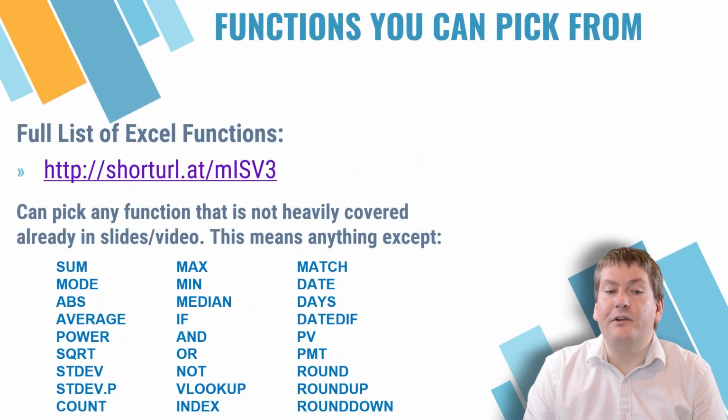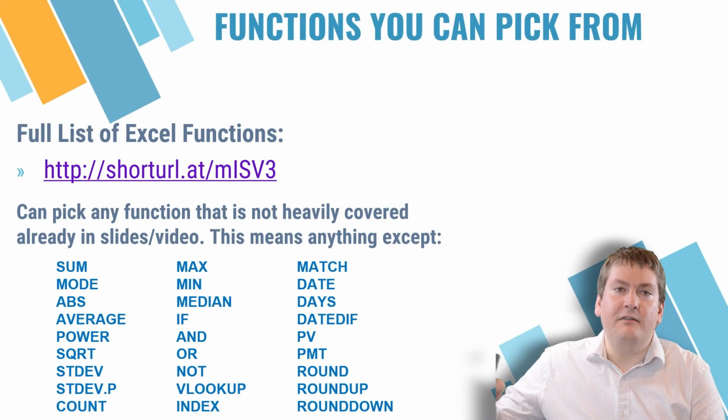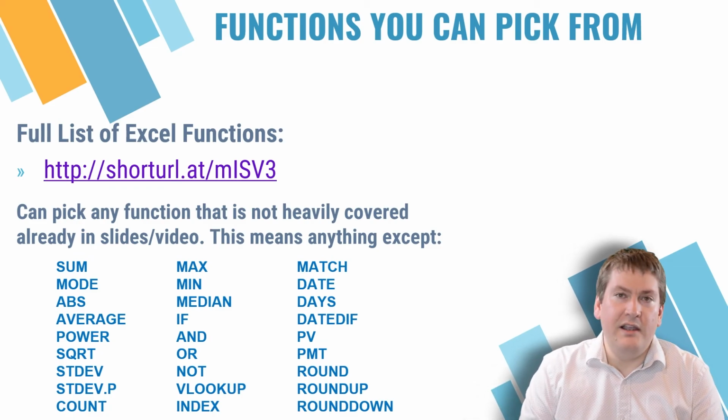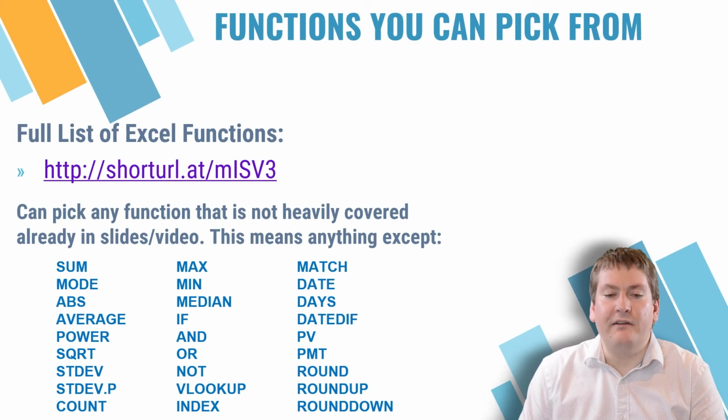So the functions you can pick from are basically any function that I haven't covered in depth in the video tutorial. I have a list here. This list here are ones that you cannot pick, so anything that's not on this list is allowed. If you want to look at the full list of Excel functions, I have a link here in the slide. It should also be in the video description because I know you can't click on the video. And it's also listed in OWL under supplementary resources. This link will have a nice list of all the Excel functions by type, and it'll let you find one that you can pick from.